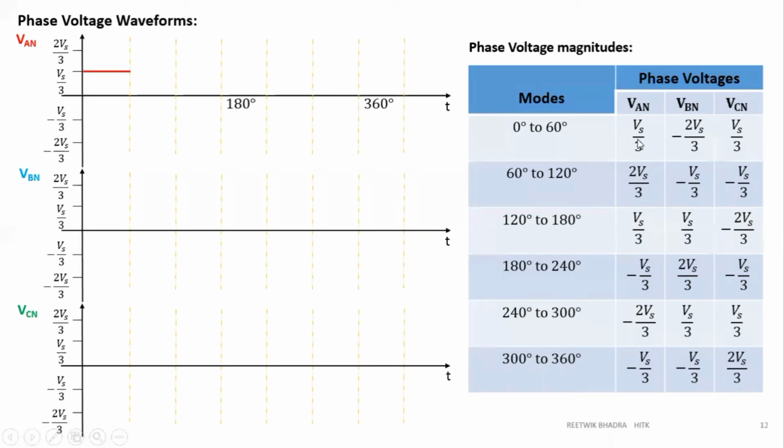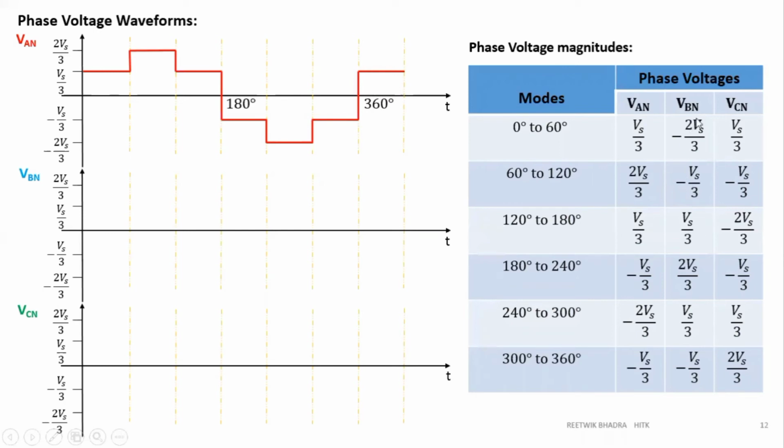Okay. Next, how much? 2 Vs by 3. Next 60 degree duration, 2 Vs by 3. Next 60 degree duration, I'm pointing my mouse to the value and showing you the animation. So next 60 degrees is Vs by 3. Next, minus Vs by 3. Next, minus 2 Vs by 3. Next, minus Vs by 3. One cycle completes. Then again it will repeat, which means its value should again be Vs by 3. So again its value is Vs by 3.